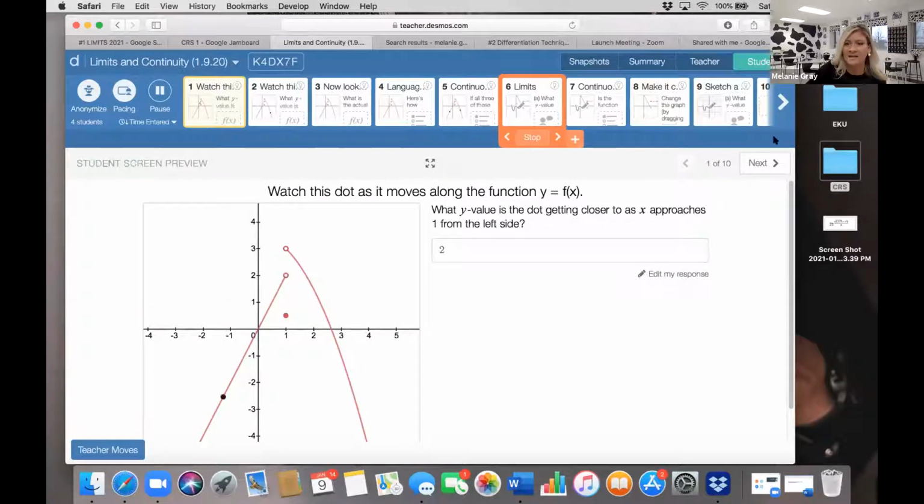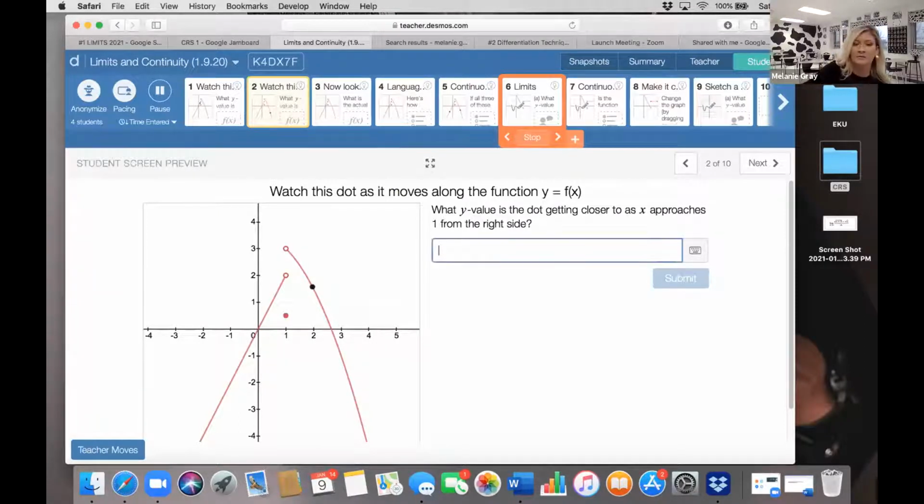And then we're going to move into the next slide here. On the next slide, you should see x is approaching 1 from the right-hand side. And now my y value appears to be approaching 3. So from the left-hand side, my limit is approaching 2. From the right-hand side, my limit is approaching 3. And we all know that for a limit to exist, the left-hand side has to match up to the right-hand side.